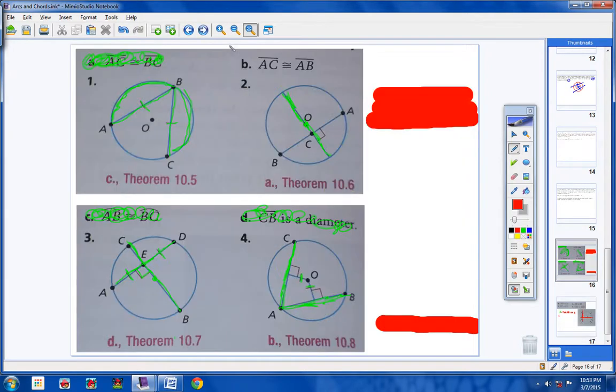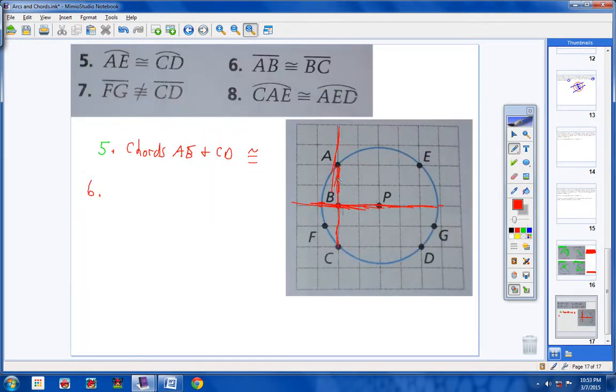So, how do I know that AB is congruent to BC? Because I have a theorem that says if a diameter is perpendicular to a chord, then it bisects it. So I know this because the diameter is perpendicular to AC. There you go. So because the diameter is perpendicular to AC, then I know it bisects it also. Okay, moving on to number 7.